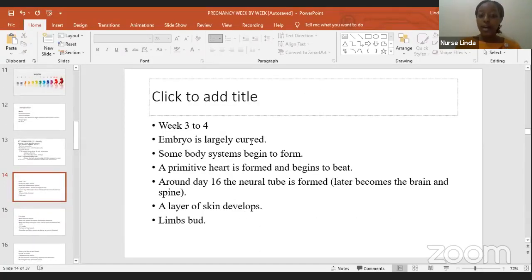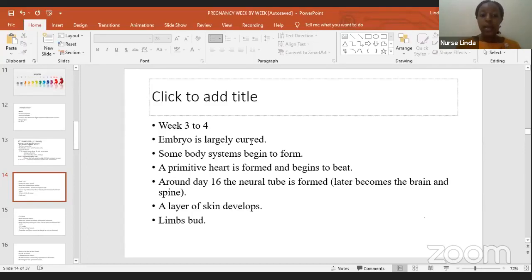Now, from around week 3 to week 4, the embryo is curved. If you can remember from the image I have shown you, it's a semicircular thing. And it's at this point where some body systems begin to form. From just being cells to body systems beginning to form at this point. And it is a very crucial point in pregnancy where every woman needs to be very, very careful, because now the habits of the woman might interfere with the formation of the embryo, with the development of the fetus.